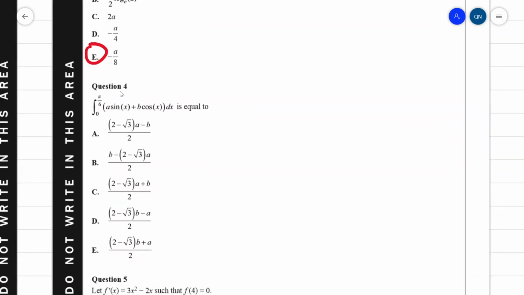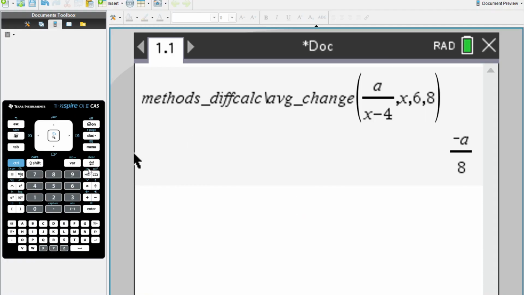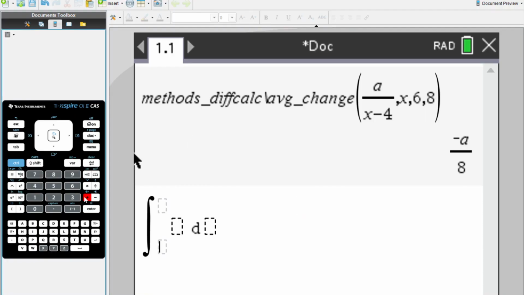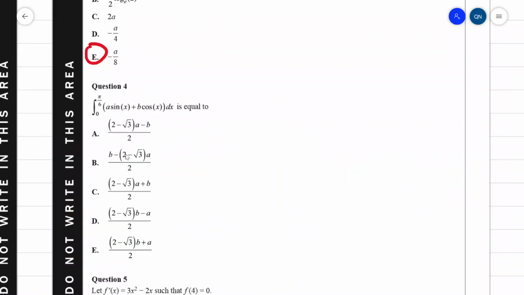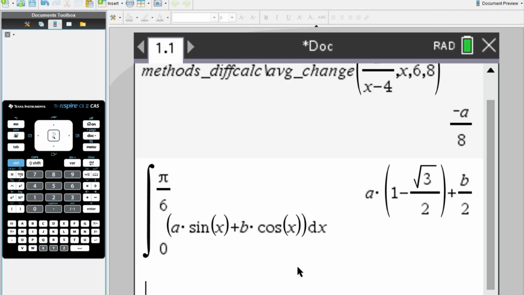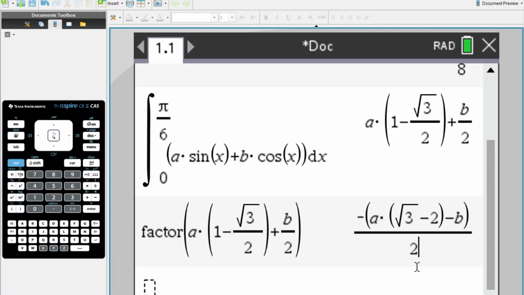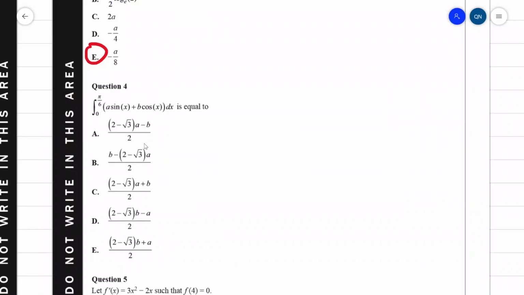Alright, question 4, we have the integral of this is equal to, so we just need to evaluate some kind of integral in our CAS, nice and simple. So we'll do shift positive for integral from 0 to pi over 6 of a times the sine of x plus b times the cosine of x dx. And that's equal to this, and it looks like we have something with a 2 on the denominator everywhere. So what I'm going to do is factor this whole expression, and that gives us a 2 in the denominator. Now we just have to look and match up the answers.